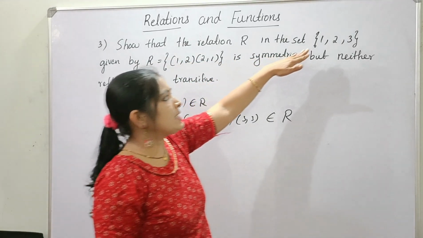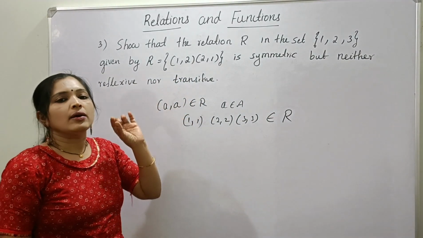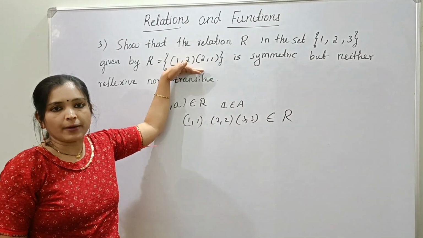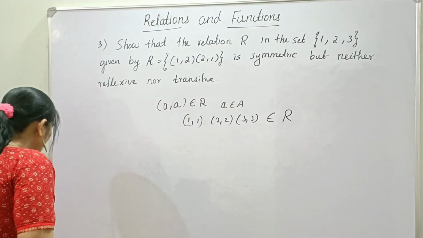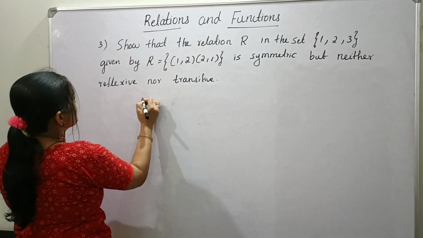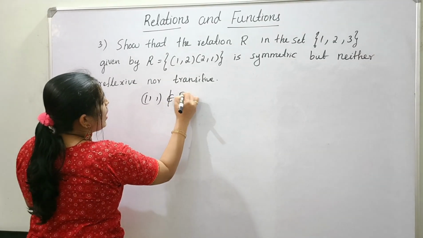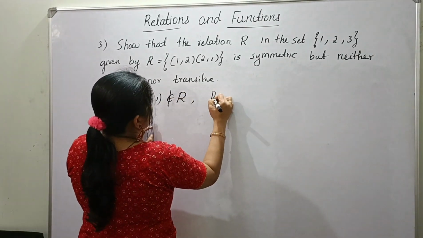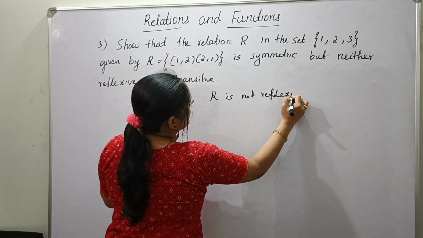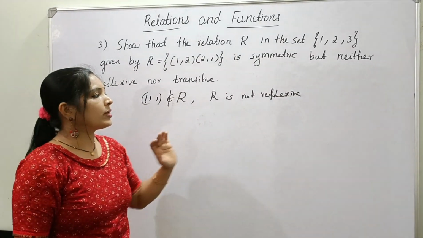Okay, because our set is {1, 2, 3}, for it to be a reflexive relation, (1,1), (2,2) and (3,3) should be in the set R. But here there is no (1,1), (2,2), (3,3). Therefore, since (1,1) does not belong to R, this R is not reflexive relation.